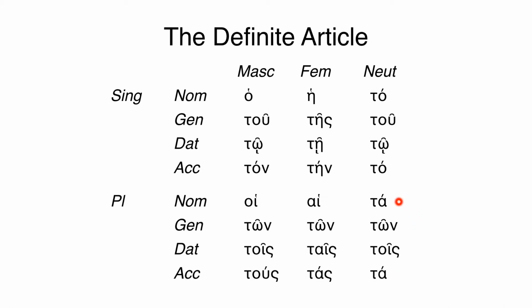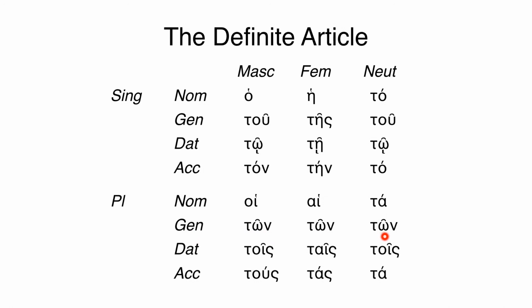Again, let's see. The neuter plural nominative is ta. The neuter plural genitive is ton. The neuter plural dative is tois or tis in modern Greek. The neuter plural accusative is ta. Notice again, the accusative and the nominative forms are the same in the neuter case. Same here, singular, to and to, and same here in the plural, ta and ta. We also see some other patterns. So in the genitive plurals, they are all the same, ton, across masculine, feminine, and neuter forms.